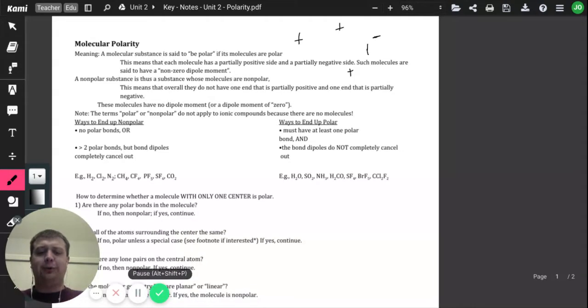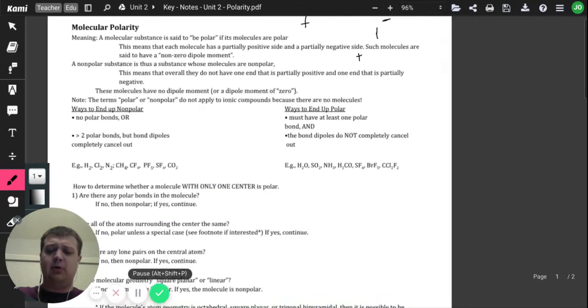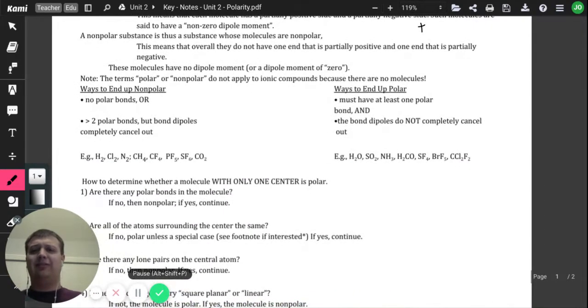So let's actually look at this. First off, ways to end up nonpolar versus ways to end up polar. This is really just here to help you sort through when something's going to be polar and when something's going to be nonpolar. First off, nonpolar. You immediately know if a molecule is nonpolar if none of the bonds in it are polar bonds. And you're like, well, how do I know if it's a polar bond or not? Well, polar bonds have to do with electronegativity.